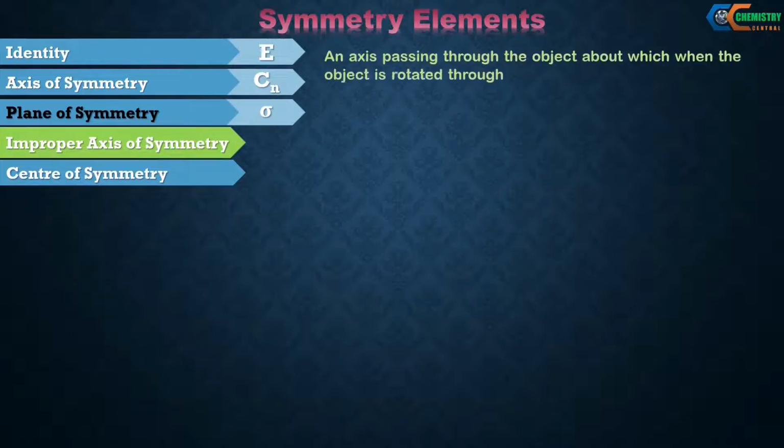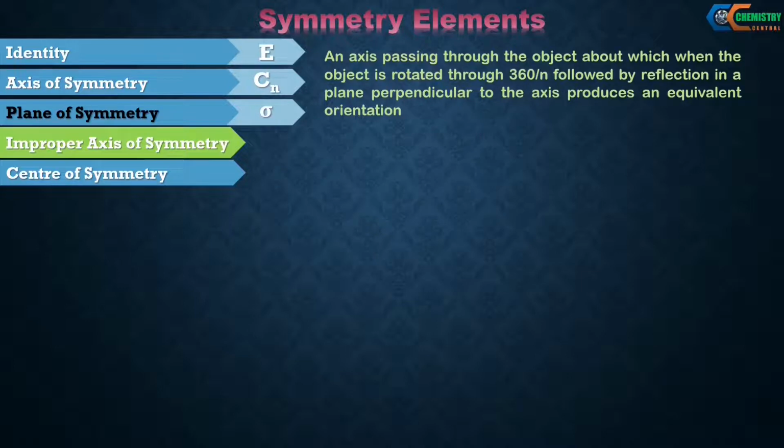An improper axis of rotation is an axis passing through the object about which, when the object is rotated followed by a reflection in a plane perpendicular to the rotation axis, it produces an equivalent orientation. It is represented by the symbol Sn, where n represents the order of the rotation axis. It is also known as the rotation-reflection axis and is a combination of two symmetry elements, that is, rotation along an axis followed by reflection through a perpendicular plane.